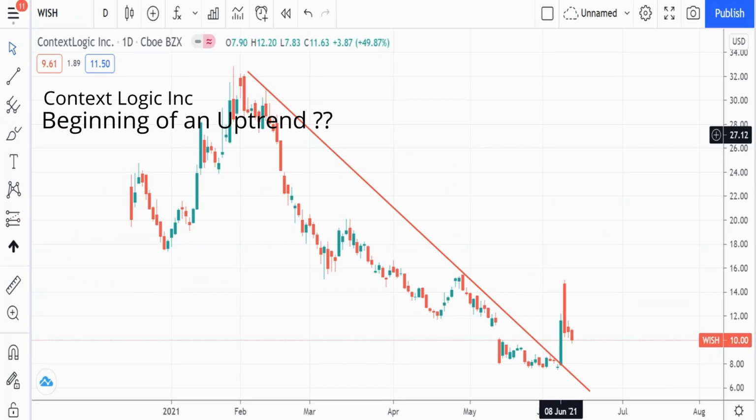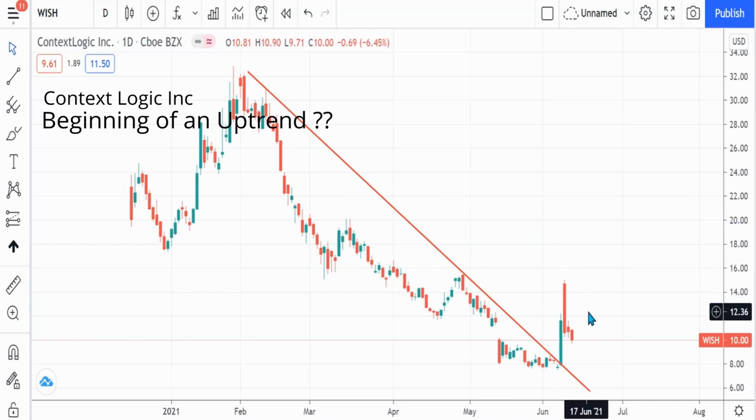Everyone, welcome back. Today we're going to look at a stock called ContextLogic, and if you look at this particular chart, it actually has been doing very badly. So it has been on a downtrend for very long, but only recently it started to move up. So what do you think about this particular chart?